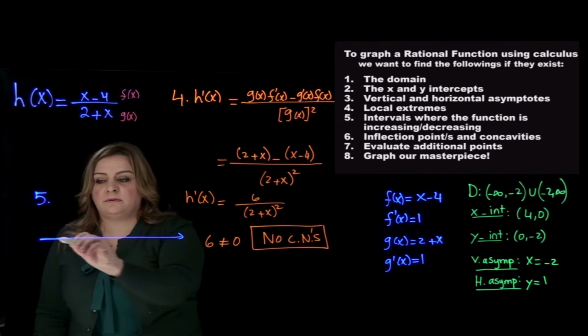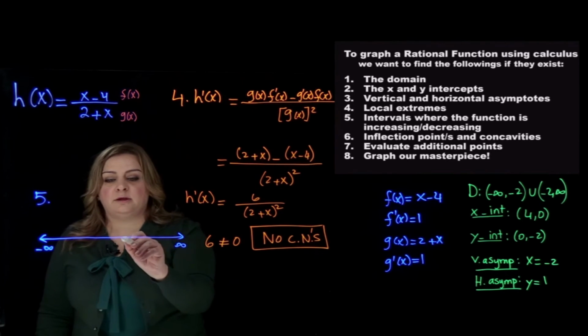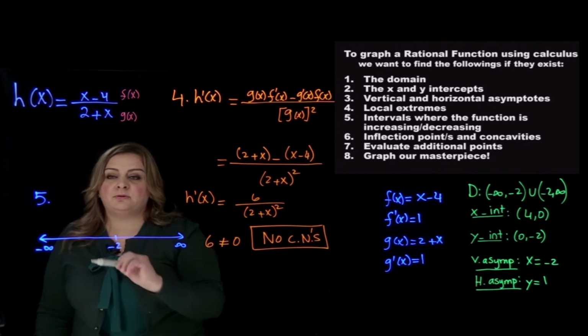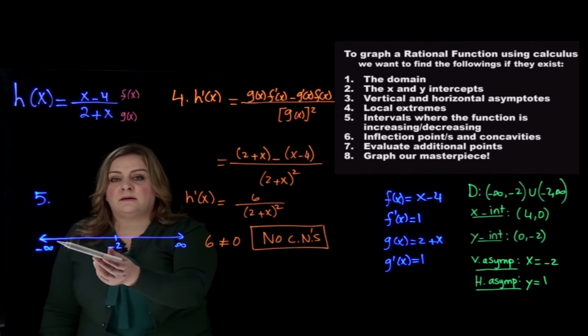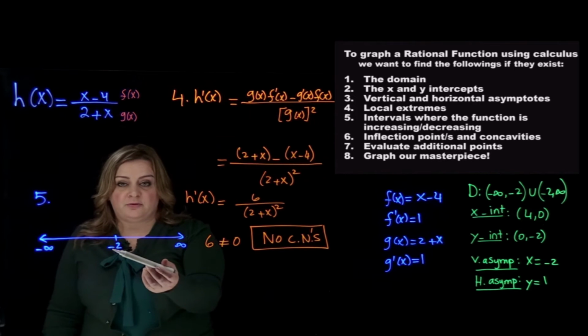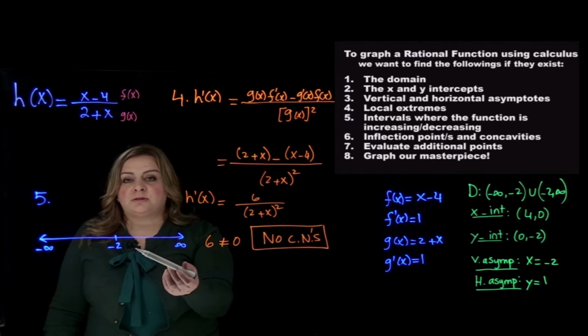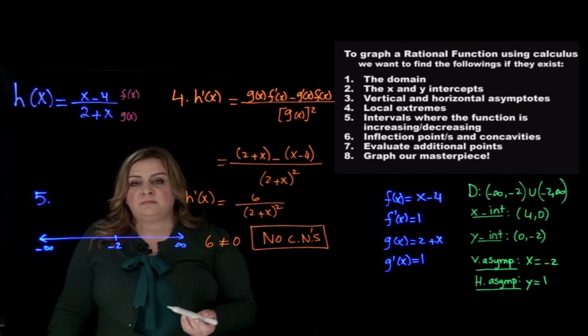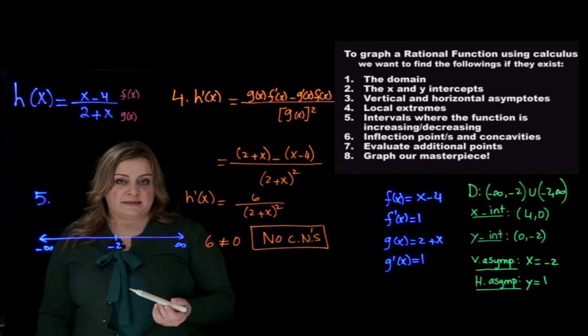So from negative infinity to infinity, I'm going to label negative 2 here. I know at this point the function is undefined, and I want to randomly choose values on each interval, negative infinity to negative 2, and negative 2 to infinity. Choose random values, evaluate them in h prime of x to see where the slope is positive and where the slope is negative.